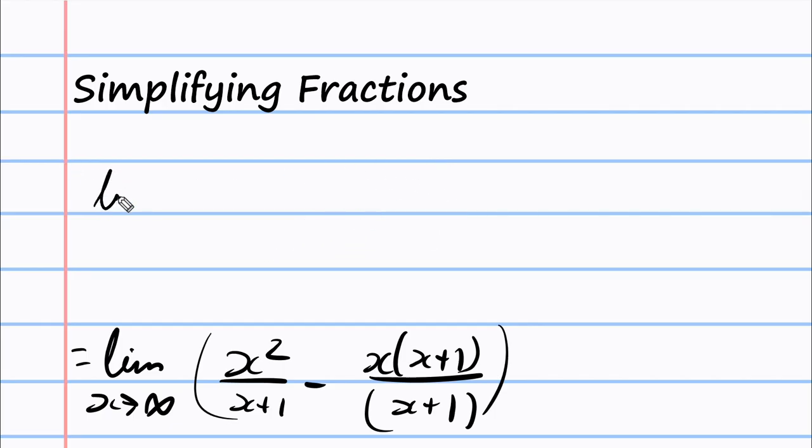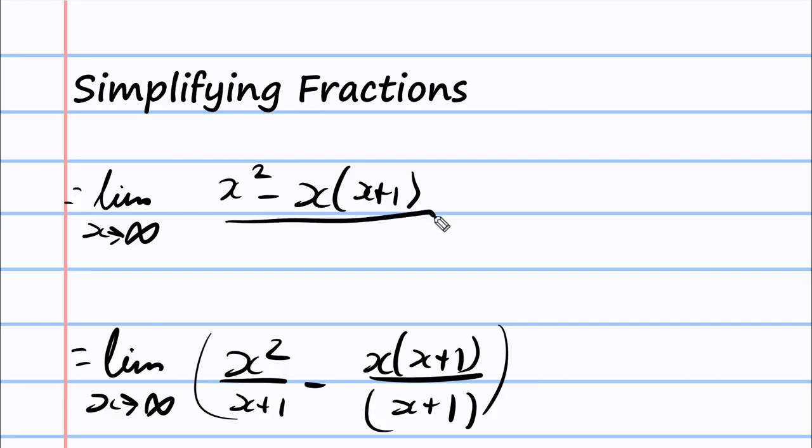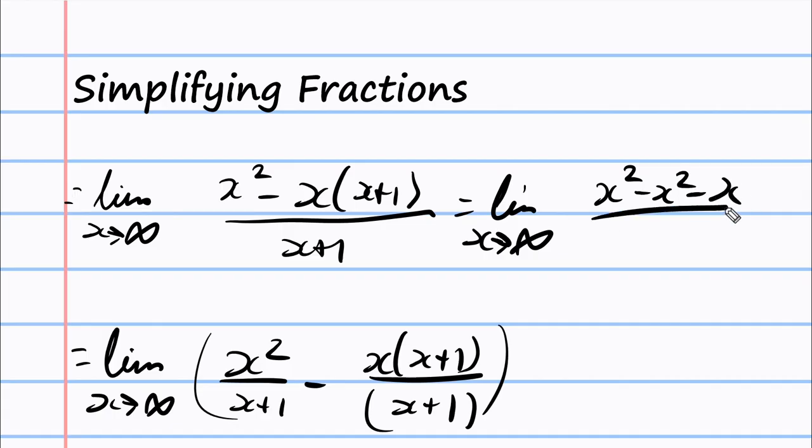Okay, so you write this is equal to the limit as x approaches infinity of x squared minus x times x plus 1, divided by x plus 1. All right, and that equals the limit as x approaches infinity of x squared minus x divided by x plus 1. All right, that's what it equals.